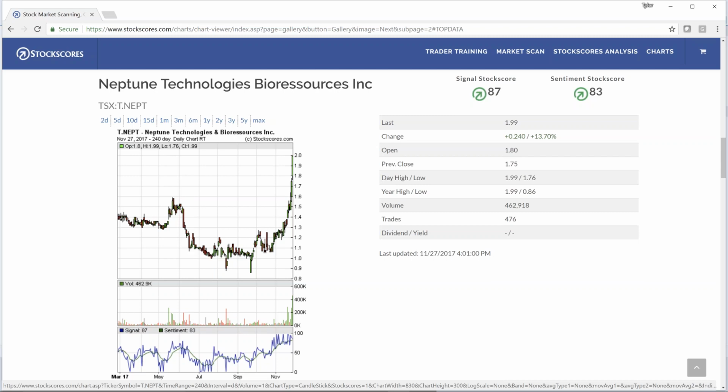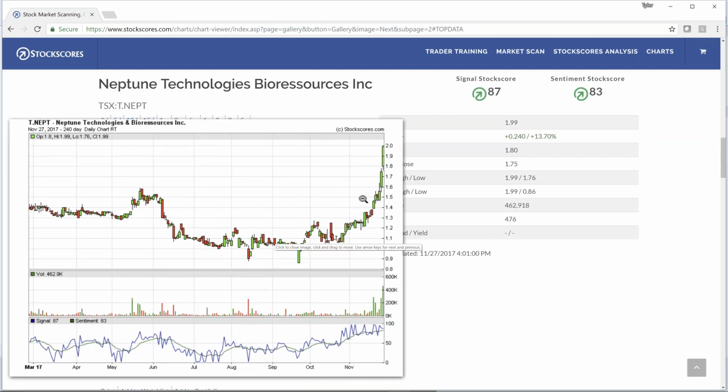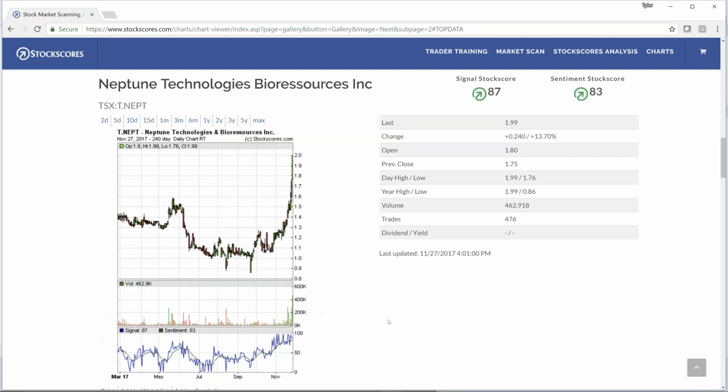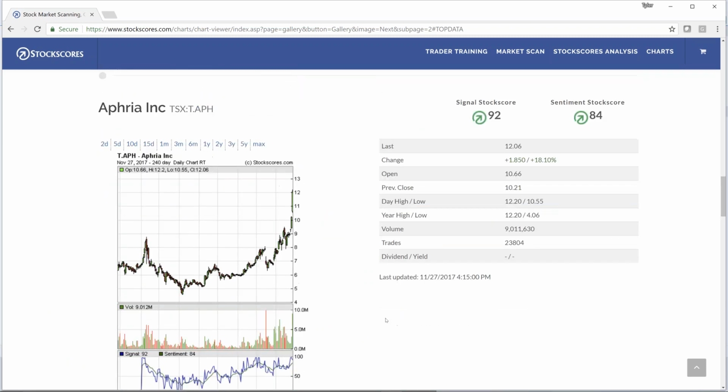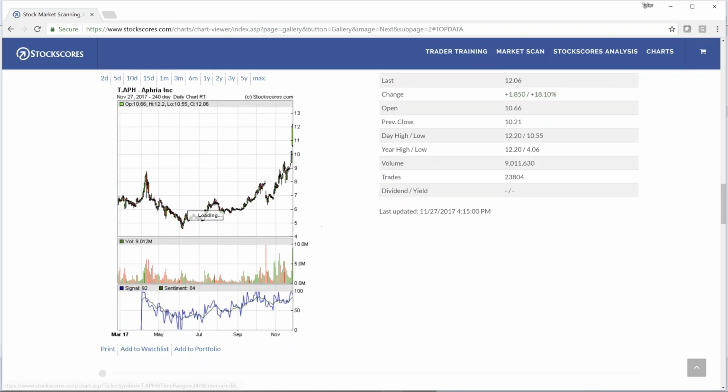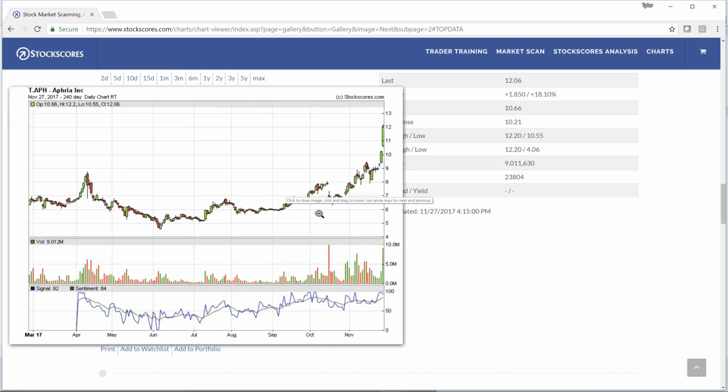NEPT, not getting in on the ground floor. It first came alive 2 weeks ago. Now you're buying the reward instead of taking the risk. APH, not getting in on the ground floor. It's not breaking from low volatility. It did that back in September. And then a little cup and handle pattern here at the start of November. But you don't want to buy this.